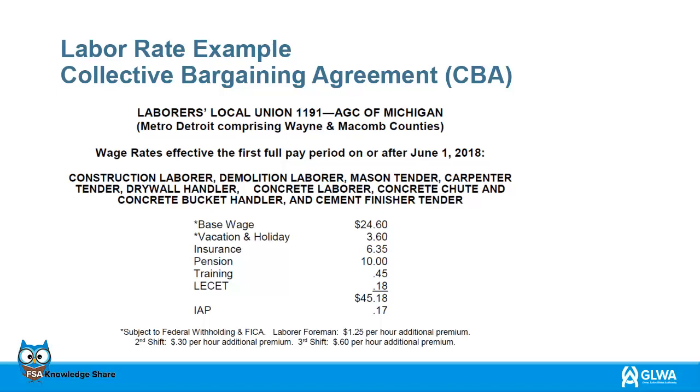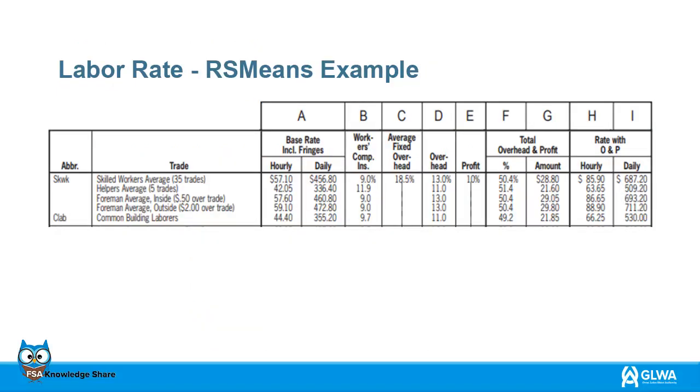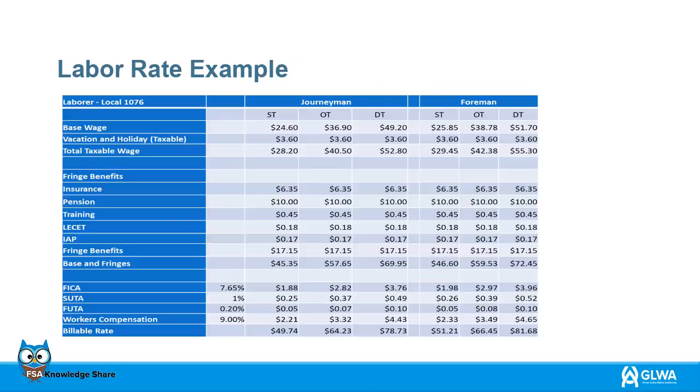Here is a labor rate example of a collective bargaining agreement from Laborers Local Union 1191. Labor rate. This is an example of RS Means. It shows trade, base rate, overhead and profit categories. Here is a labor rate example in an acceptable format, with wage items with sufficient detail for a detailed analysis.